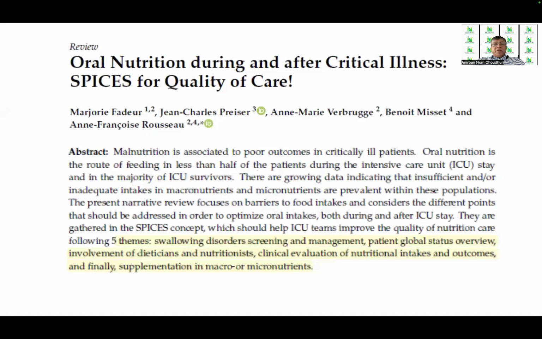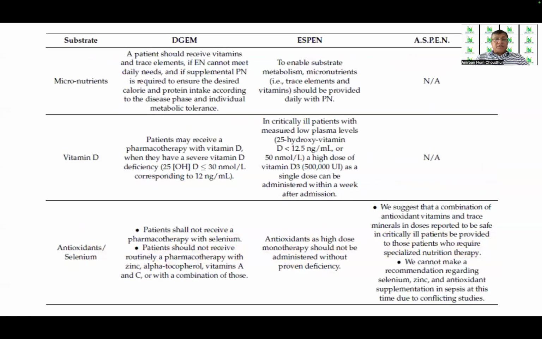So, oral nutrition during and after critical illness: SPICES for quality of care. Here, SPICES is an acronym that follows 5 themes: swallowing disorders, screening and management; patient global status overview; involvement of dietitians and nutritionists; clinical evaluation of nutritional intake and outcomes; and finally supplementation in macronutrients and micronutrients. So this is a part of the quality of care of all critically ill patients, and therefore this should be followed as much as possible.